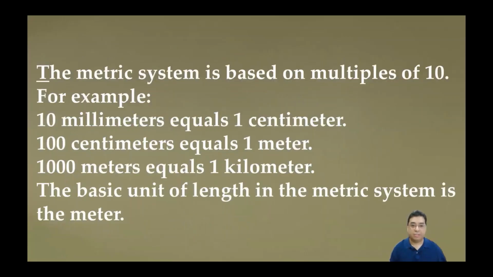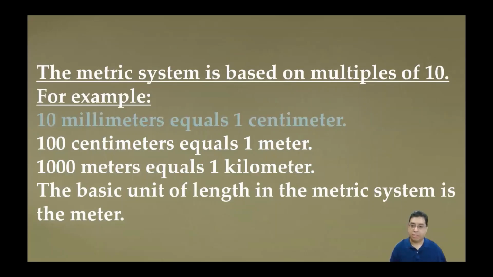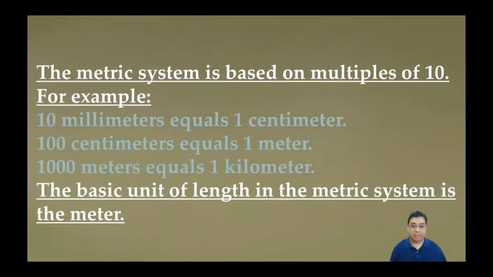So the metric system is based on multiples of 10. For example, 10 millimeters equals 1 centimeter, 100 centimeters equals 1 meter, 1,000 meters equals 1 kilometer. All right, so again, the basic unit of length in the metric system is the meter here.